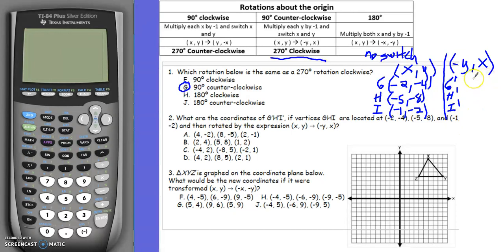All right, so we are going to have +4, -2. We're going to have +8, -5, +2, and -1. Okay, and that's going to match up to A.